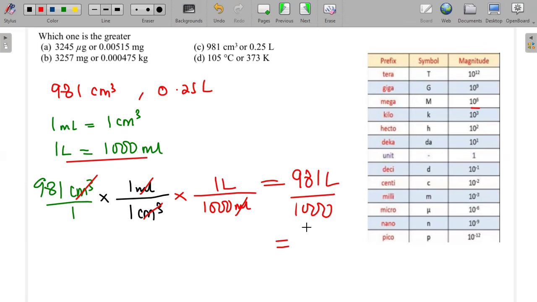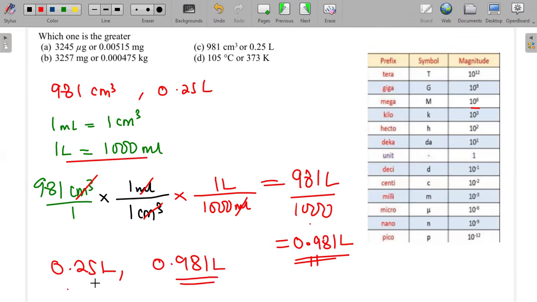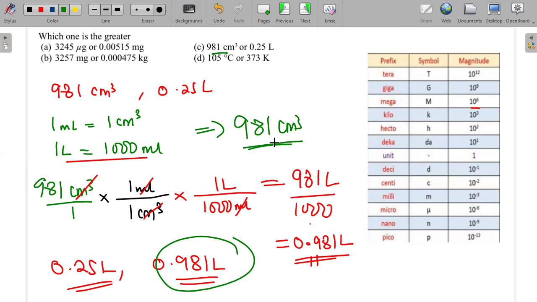So this will just give me 0.981 liters. Between the 0.25 liters and the 0.981 liters, which one is bigger? We see that the bigger one is this one here. In your answer, you don't mention the one that you converted; you mention the one that was initially there. So you're going to say the greater one is 981 cubic centimeters, like that. Okay, any questions there?